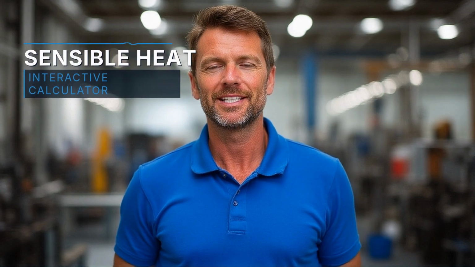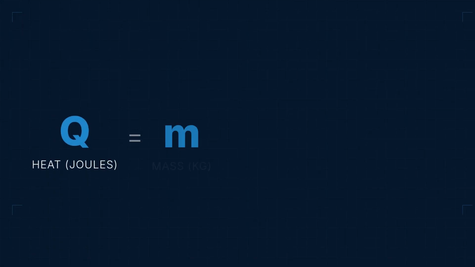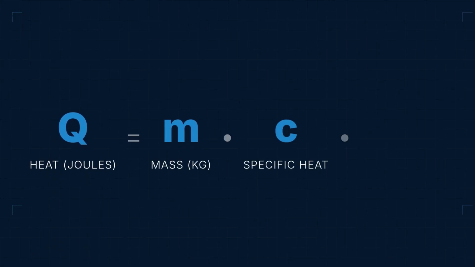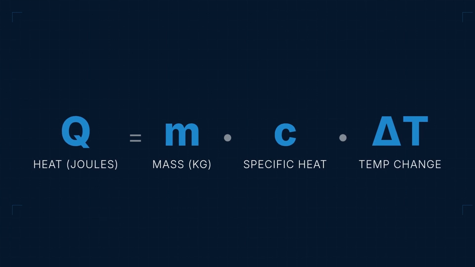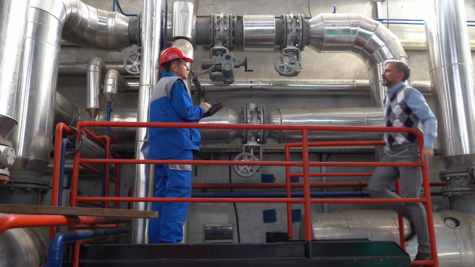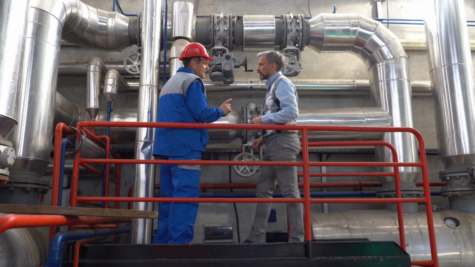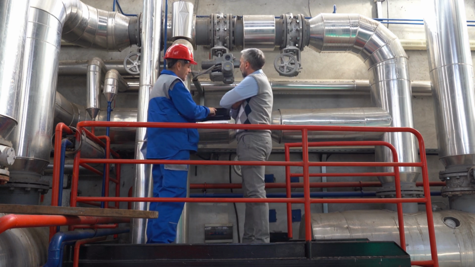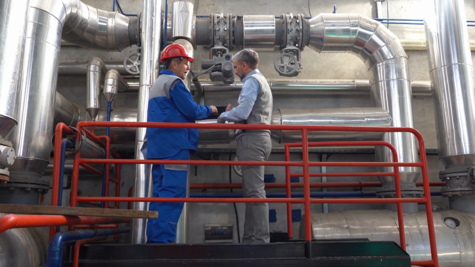Welcome, engineers. Today we're exploring the Sensible Heat Interactive Calculator, a tool that solves heat transfer calculations using the fundamental equation Q equals m times C times delta T. Whether you're sizing heating systems, analyzing thermal processes, or determining energy requirements, this calculator handles the mathematics instantly.